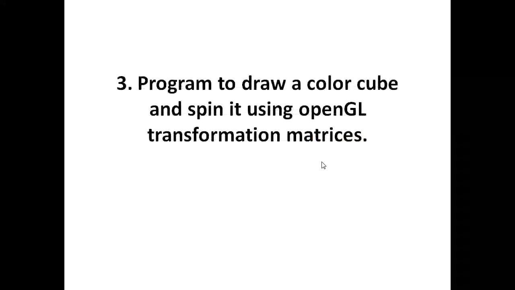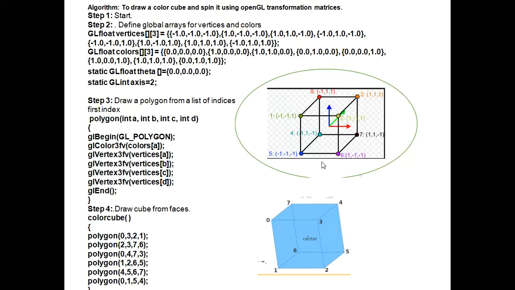Today, I am going to tell about the CGV Labs third program. It is a program to draw a color cube and spin it using OpenGL transformation matrices. In this, I am going to discuss what this color cube is and how the spinning takes place through OpenGL transformation matrices. I will explain the sequence of steps to be followed to create a color cube and spin it using OpenGL transformation matrices.